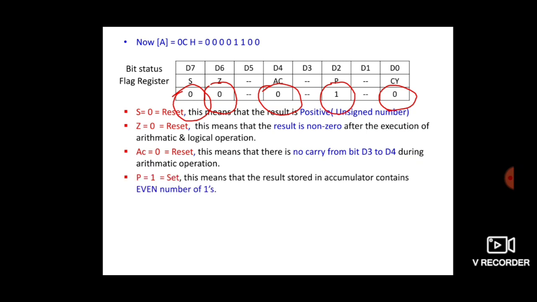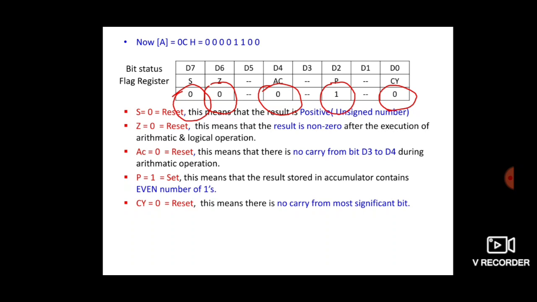Then the parity flag is set. Why is the parity flag set? Because the accumulator contains an even number of 1s. So the parity flag is set. And the last one is the carry flag, which is reset. Why is the carry flag reset? Because there is no carry from the most significant bit.